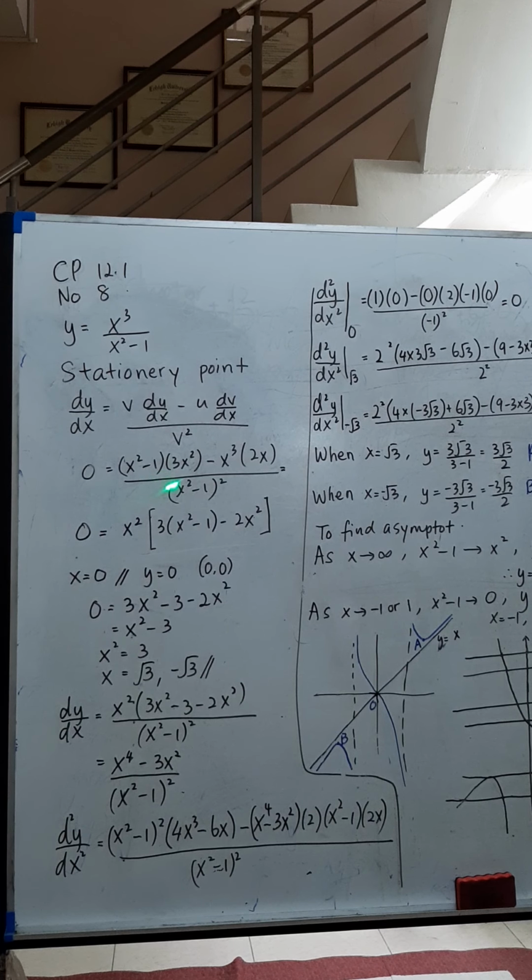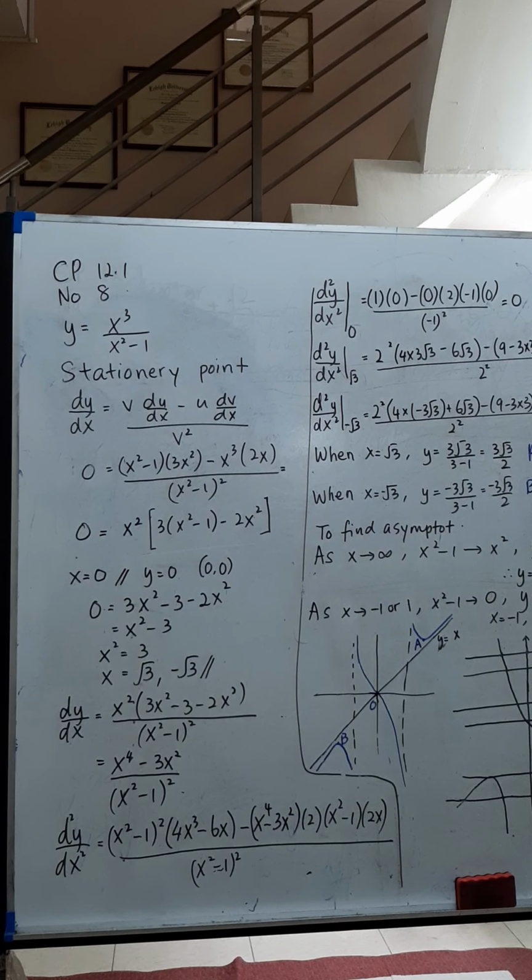Notice here, dy/dx equals 0, so I get rid of the denominator. Because you're setting it to 0, the denominator becomes useless. I don't need to write the denominator anymore. When the numerator is 0, whatever the denominator is doesn't matter. So 0 is equal to this product. Of course, if it's 0, then x has to be 0. So x is 0, and y is also 0.